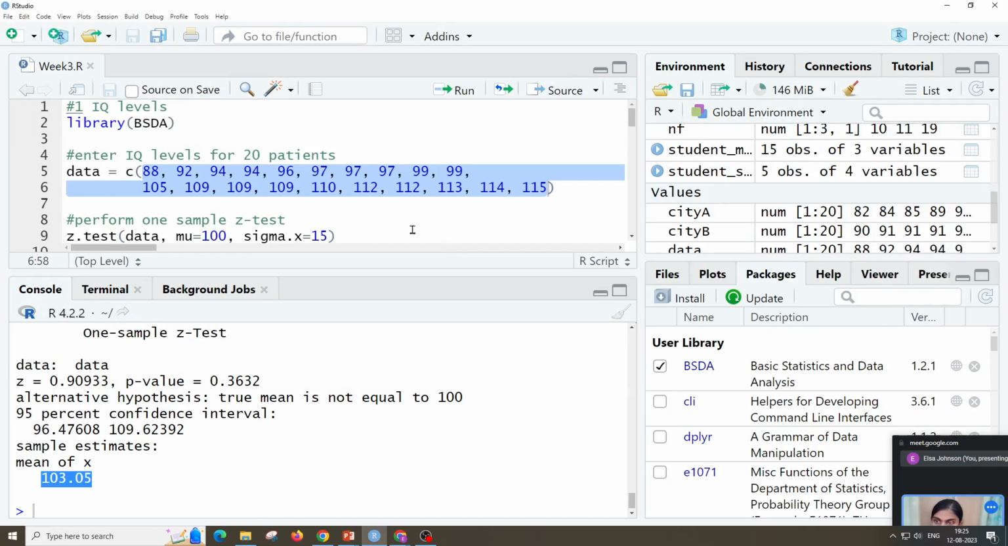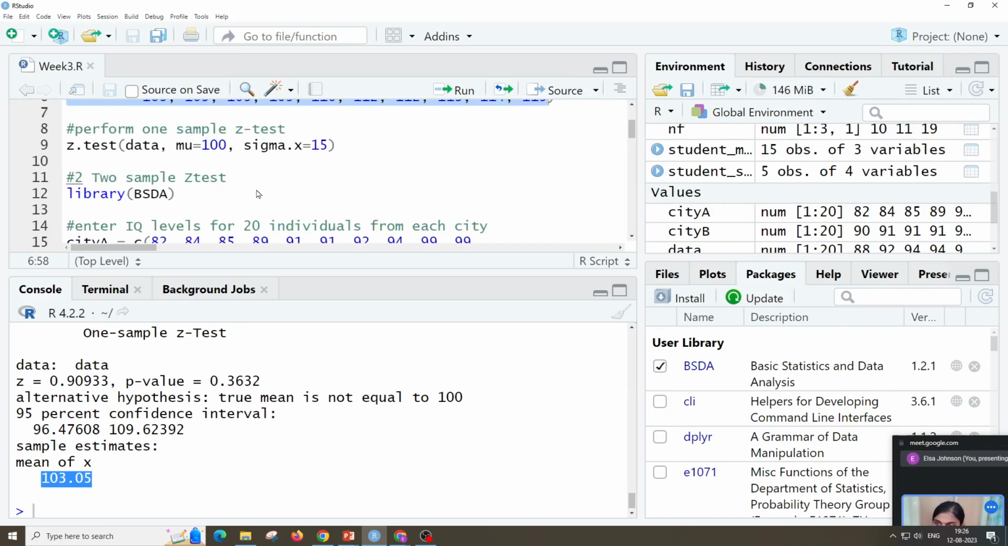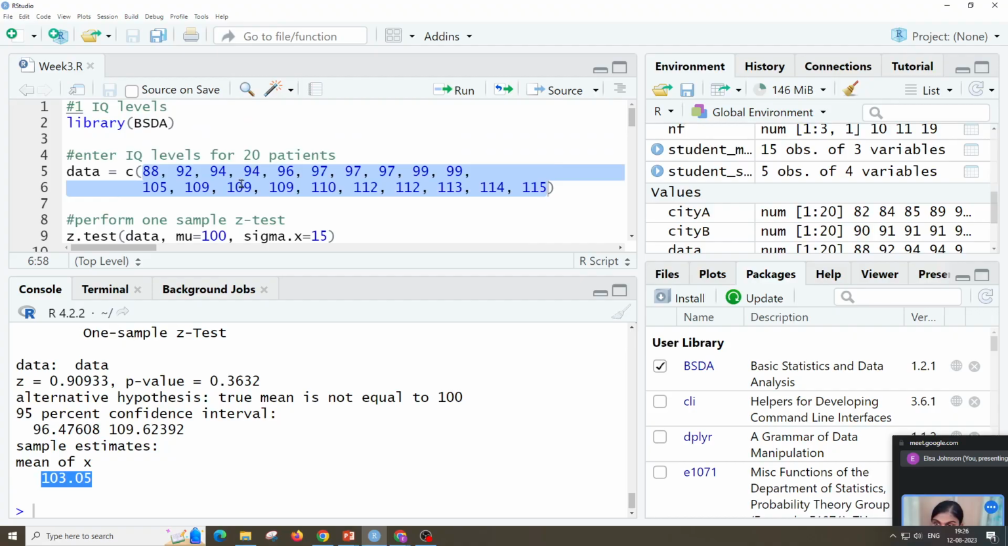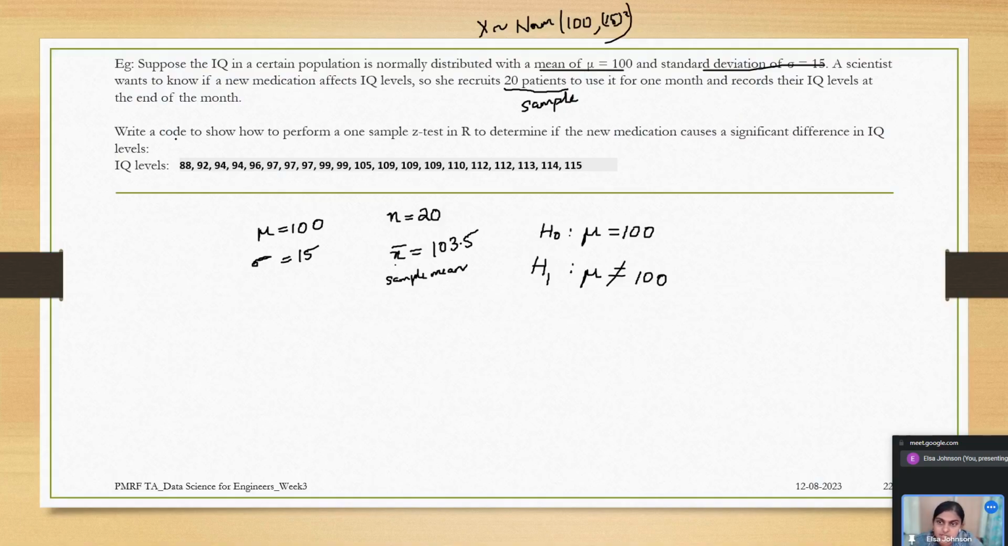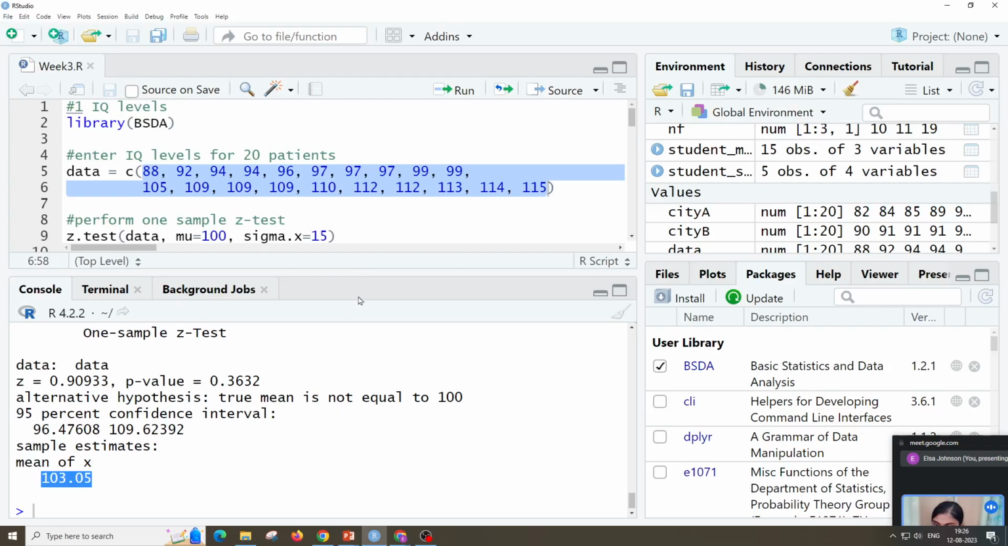Okay, and the rest of the things, the z value, the p value, everything can be calculated here. Now there is another thing also, if you want to have a two sample z test. In this particular question, it's like write a code to show how to perform one sample z test in R to determine if the new medication causes a significant difference in IQ levels. So we have seen that. The thing is, true mean is not equal to 100, so it causes a significant difference.